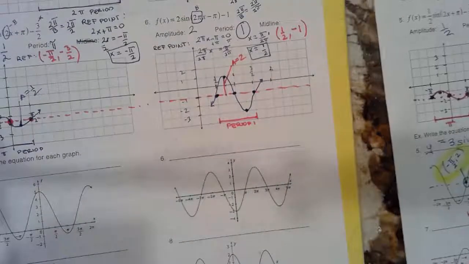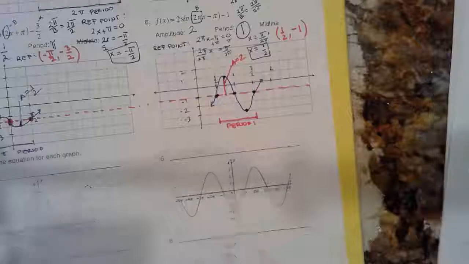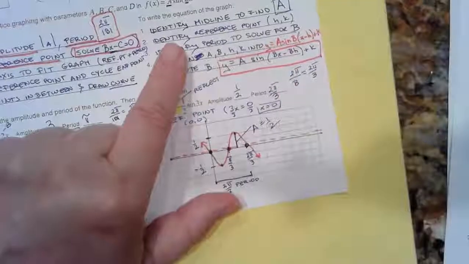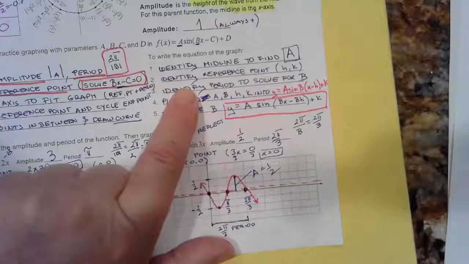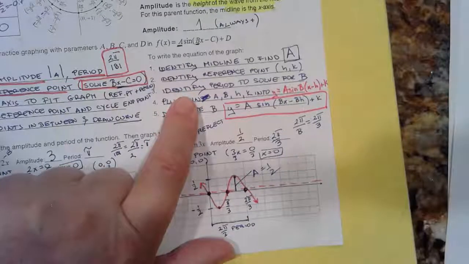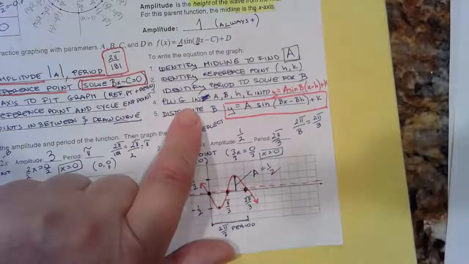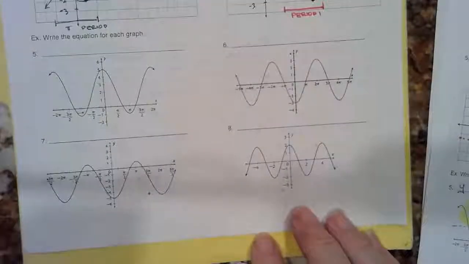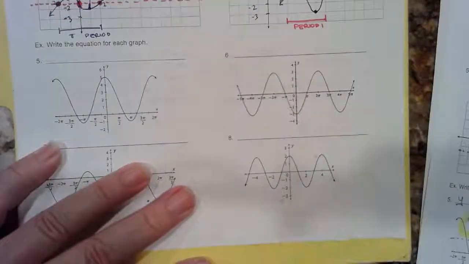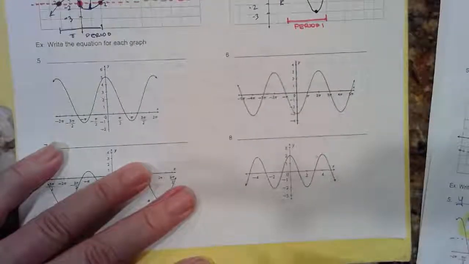Okay, let's see if we can now write the equations. So before I go into writing equations, I'm going to quickly review the steps. The first thing is you're going to identify the midline to find A. You're going to identify the reference point, H, K. You're going to identify the period to solve for B, plug in A, B, H, K, and then you're going to distribute the B. So let's look at our graphs. The first thing is notice that you have a graph and you need to identify the midline.